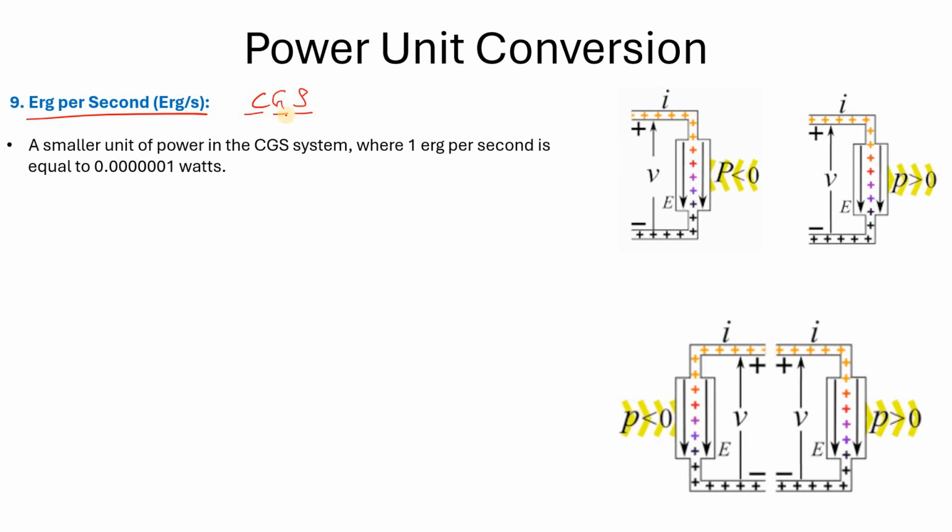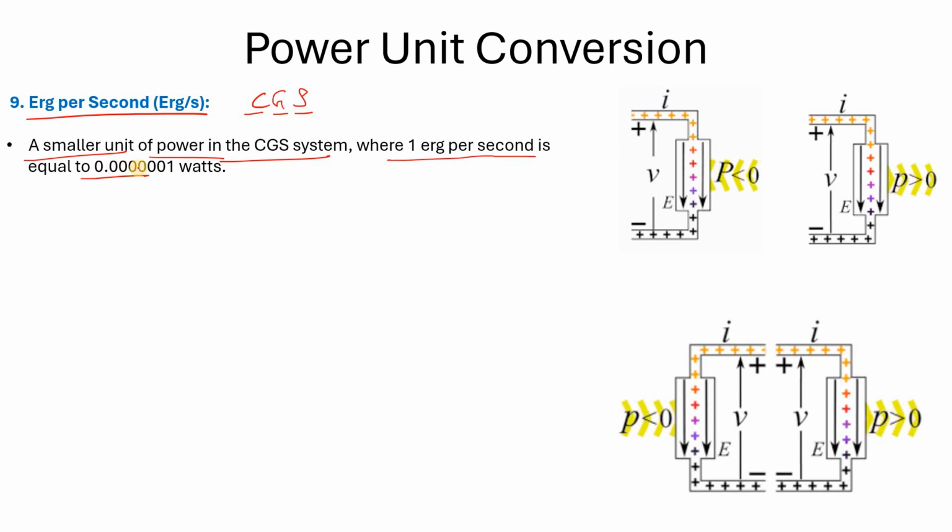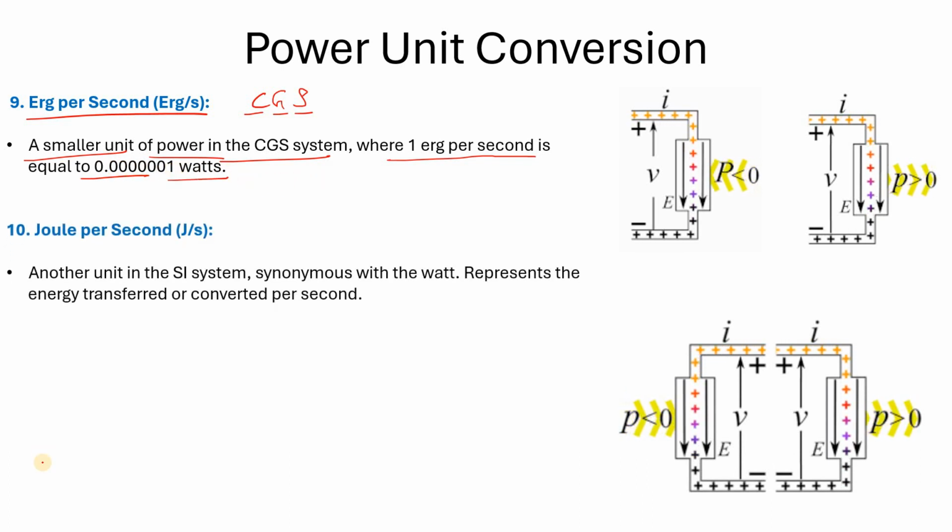Now the next unit is erg per second, which is the CGS unit, centimeter gram second, while the FPS system is foot pound second. This is a smaller unit of power in the CGS system, where 1 erg per second is equal to 0.0000001 watt. The last unit of power is joule per second, which we have already discussed.